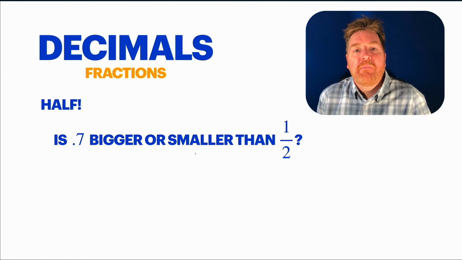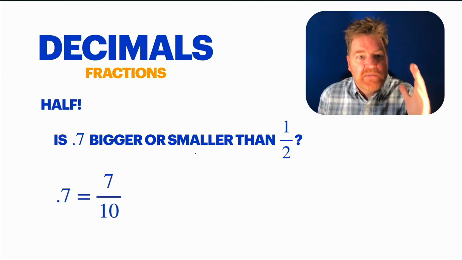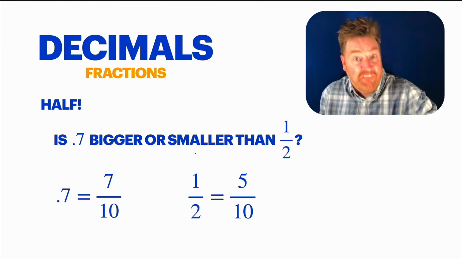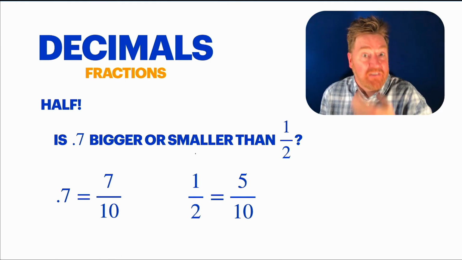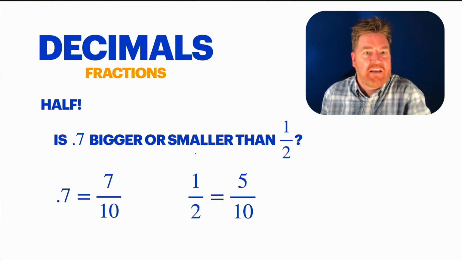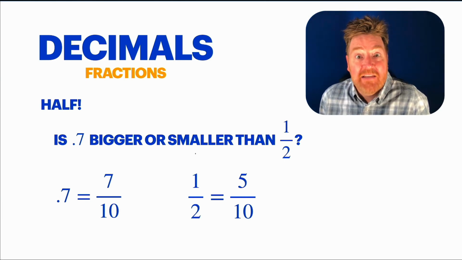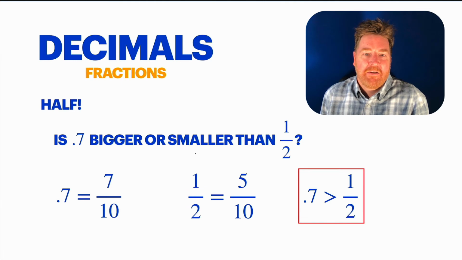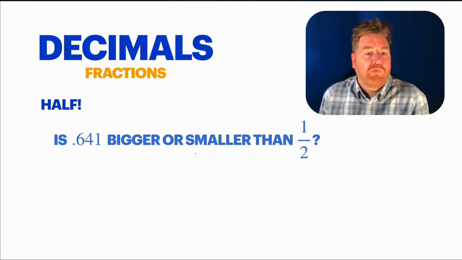Again, guys, 0.7, let's read it the right way. It's just 7/10, right? And since 1/2 is 5/10, when you're talking tenths, 5/10 is a half. Well, look how easy that is to compare. 7/10 is more than 5/10. So 7/10 is more than 1/2. Nothing to it. We got this. Excellent.